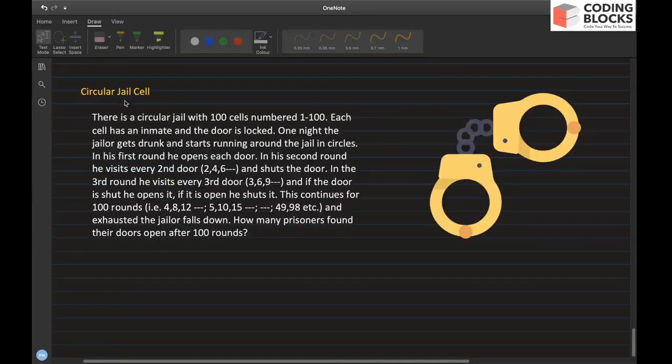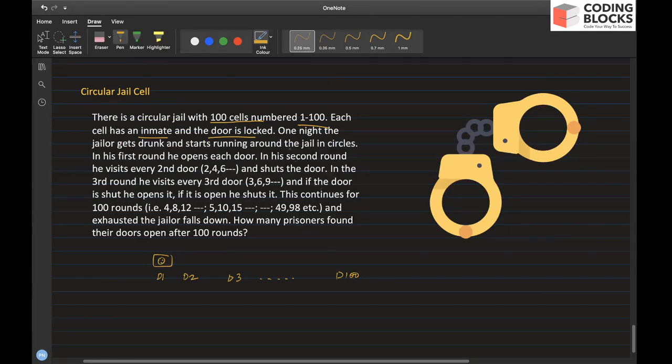Hi everyone, in this video we will solve this puzzle, circular jail cell. In this question you're given that there is a circular jail which has 100 inmates, which means there are 100 prisoners inside the jail, and each cell contains only one prisoner, and there are 100 such cells. So there are basically 100 cells having 100 doors, numbered from D1 to D100, right? Each cell has one prisoner inside it.